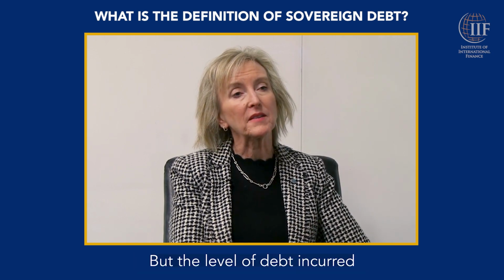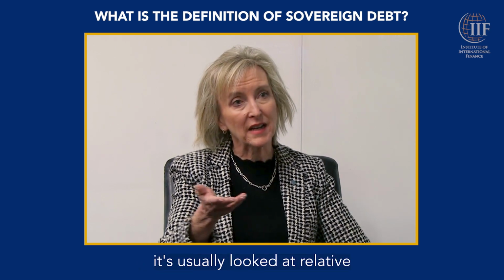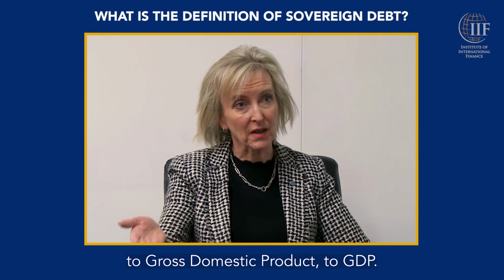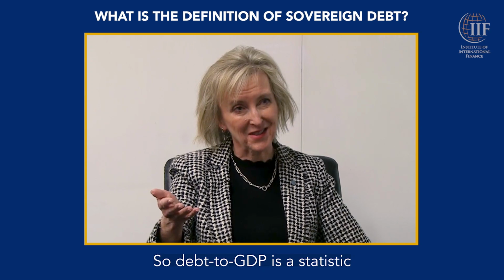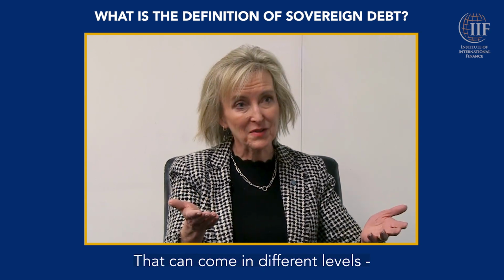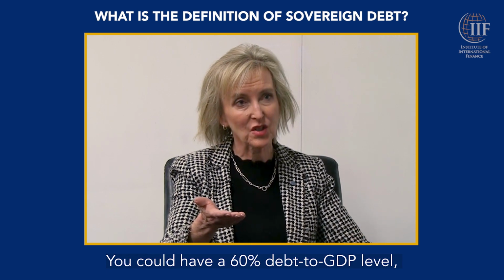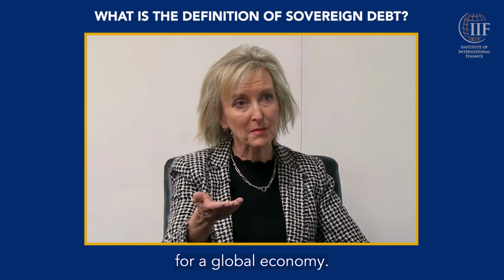liabilities. But the level of debt incurred by a government, it's usually looked at relative to gross domestic product, to GDP. So debt to GDP is a statistic we think about all the time. That can come in different levels. You could have a 60% debt to GDP level. That's fairly typical for a global economy.